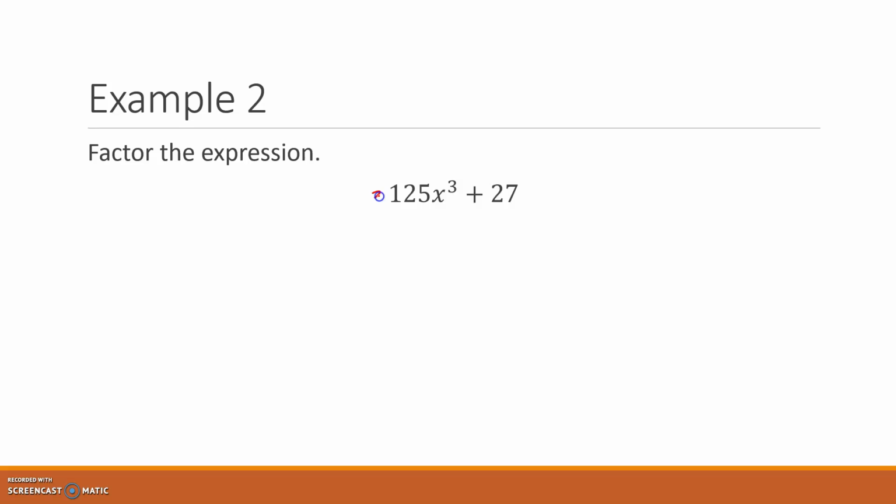Try this one on your own. Start off by finding the cube root of the first term and the last term. So you should have gotten a equals 5x and b equals 3. And then go ahead and finish this off. What do you get for your parentheses?